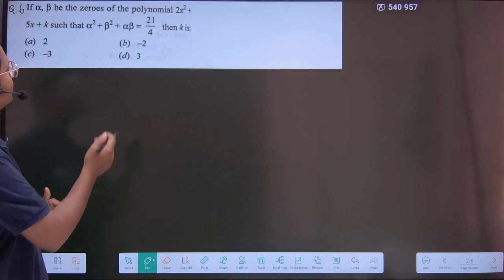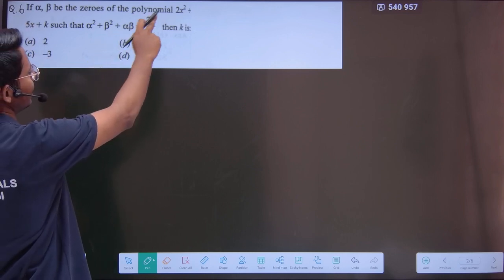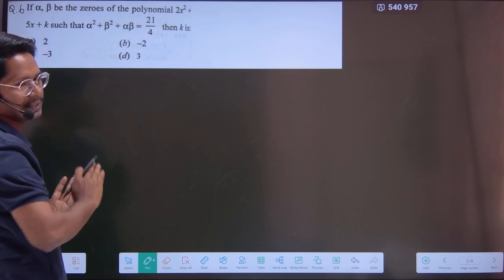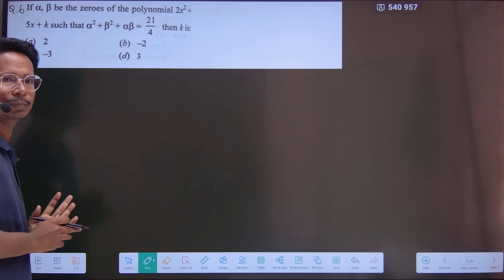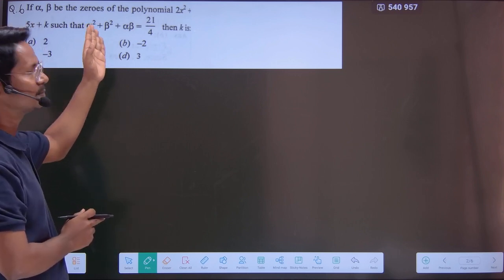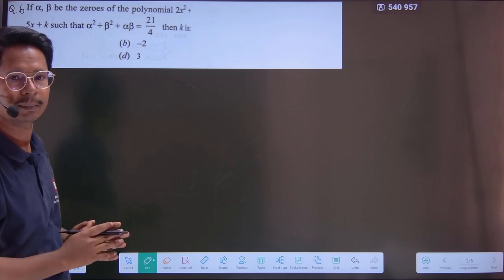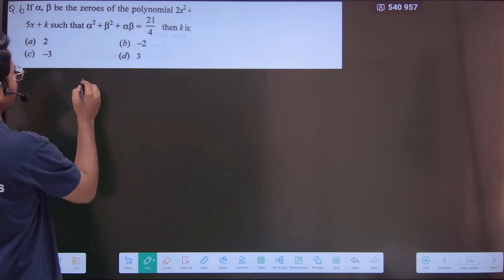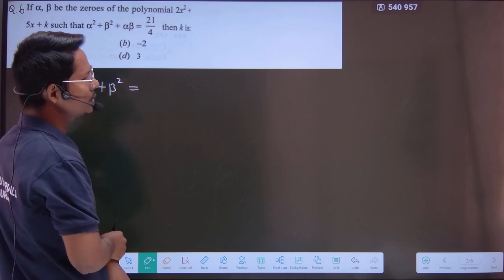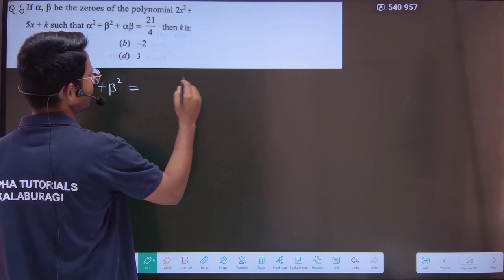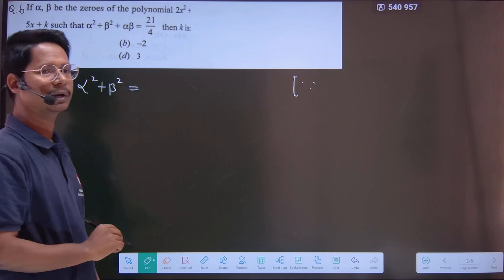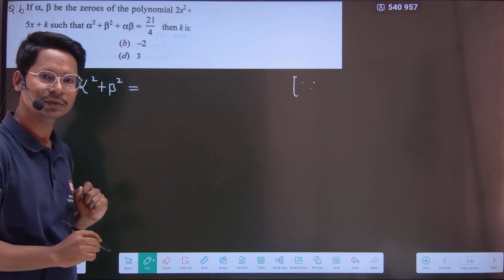Here alpha into beta you will get from the equation as c by a, and next we need alpha plus beta. But do we have alpha plus beta here? We don't. So first we try to express alpha square plus beta square in terms of alpha plus beta. So we'll try to understand alpha square plus beta square. I can write this as, first, the algebraic identity which makes use of alpha square plus beta square.